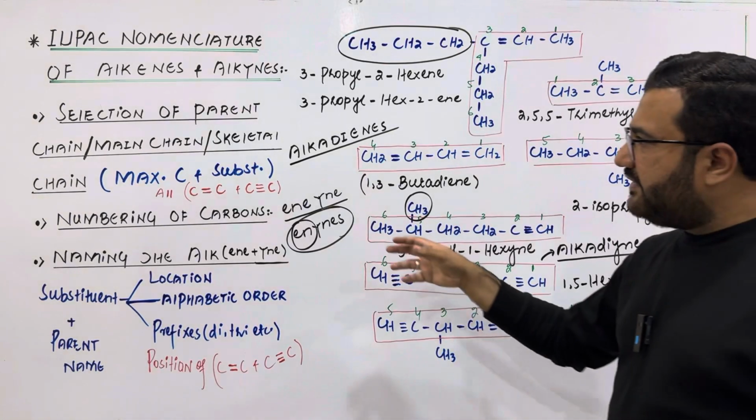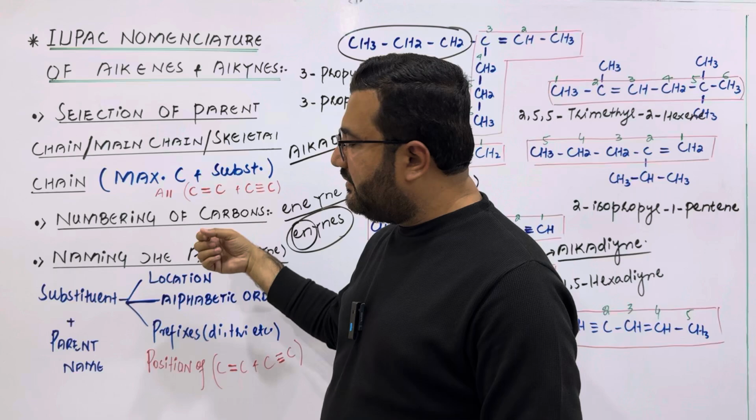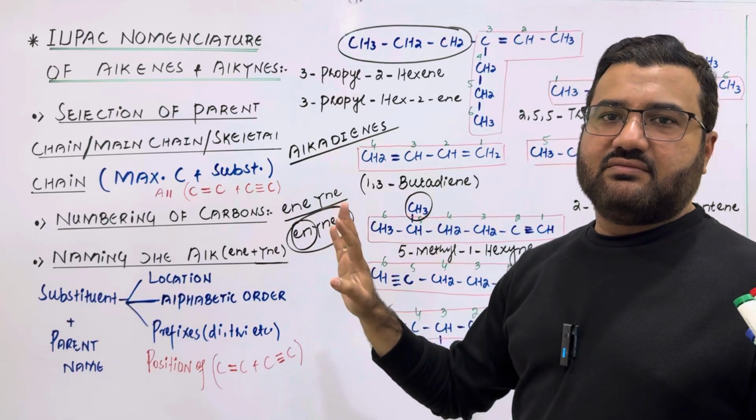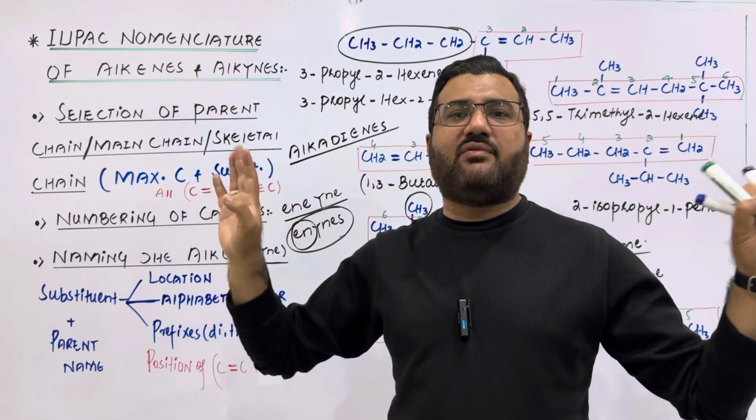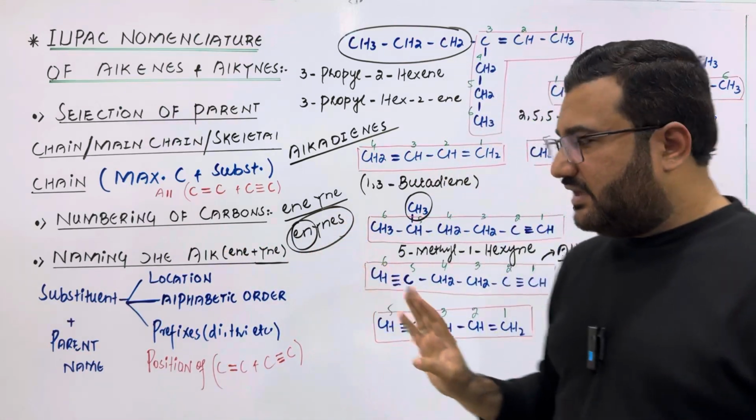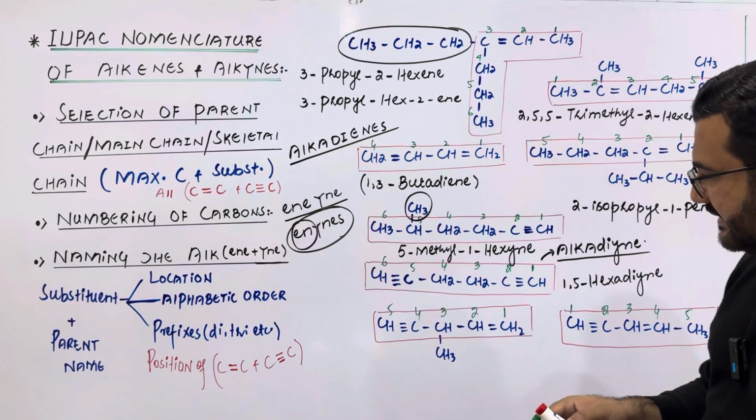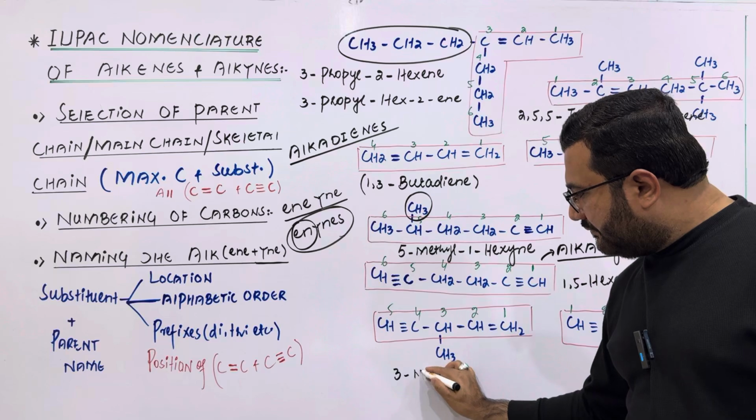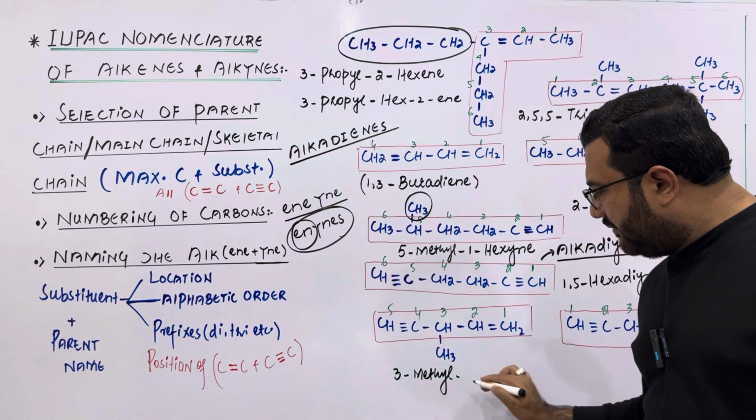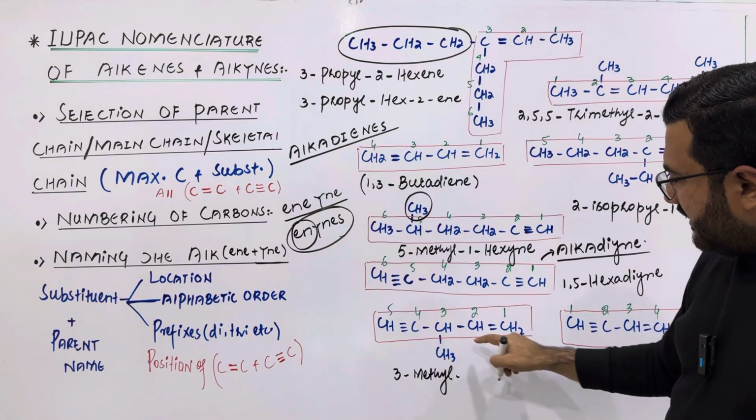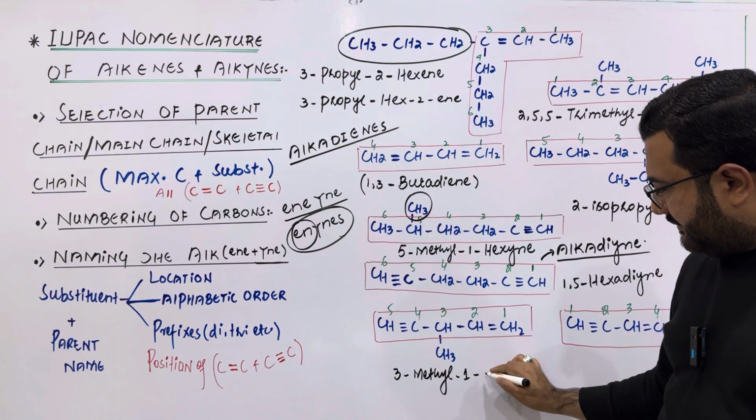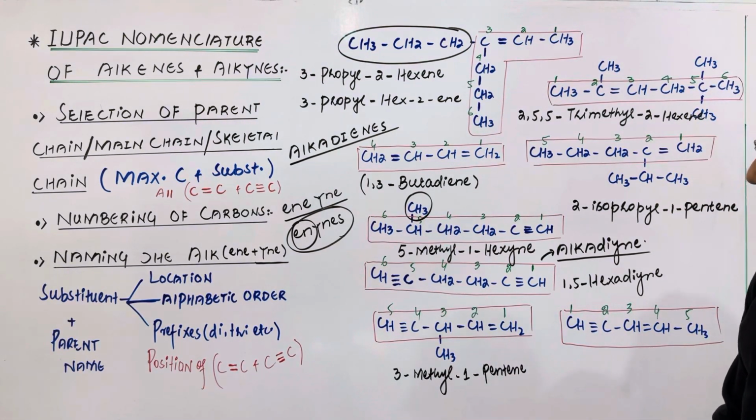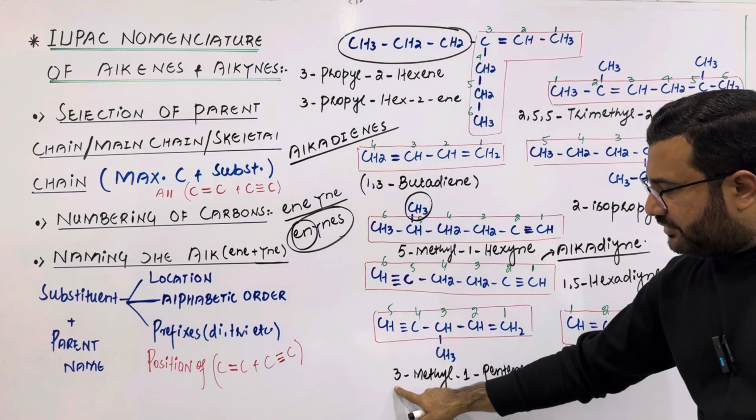Now, my dear students, after selection of the parent chain and after numbering the carbons, while naming these enynes, first of all, you will forget the triple bond. You will consider as if there is no triple bond in the molecule. There is only a double bond. If there is no triple bond in the molecule, then what should be its name? Its name should be 3-methyl-1-pentene.